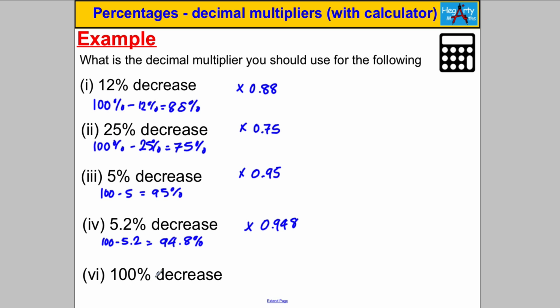And the last one, 100% decrease. Well, if you had 100% at the start and you decrease something by 100%, you're left with nothing, no percent at the end. So it's just multiply something by 0. Okay?